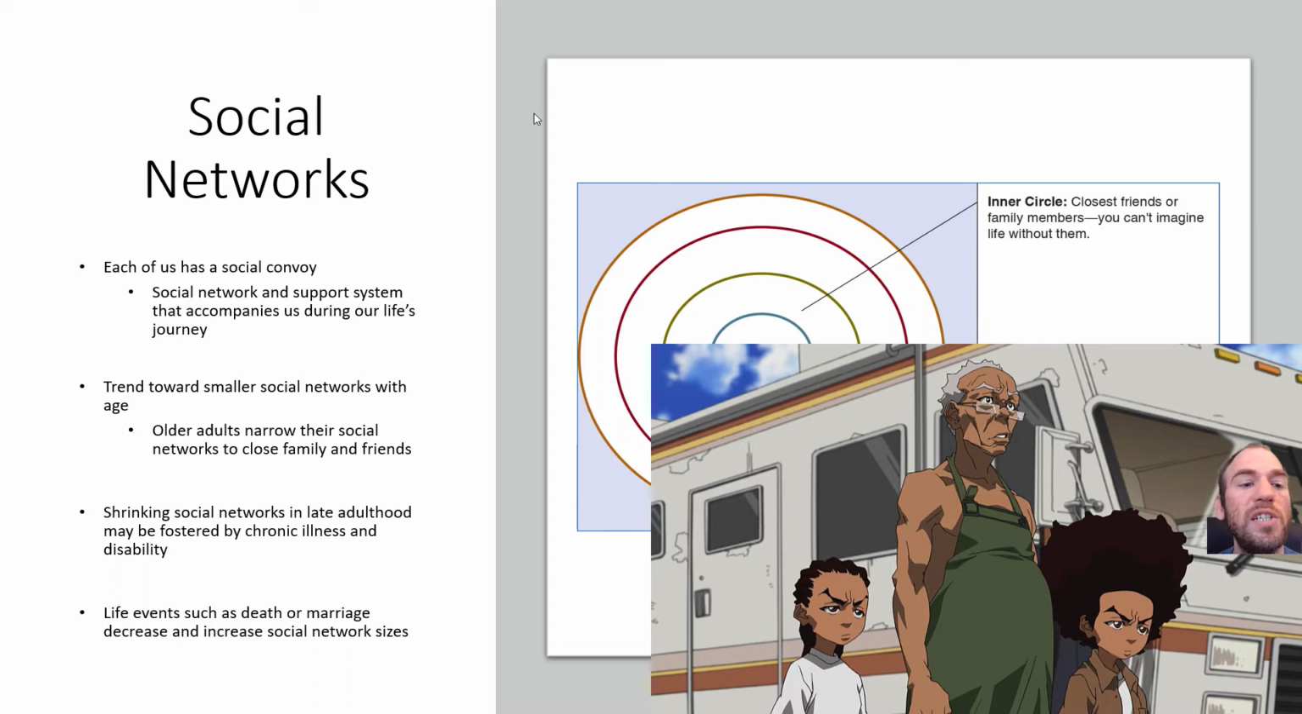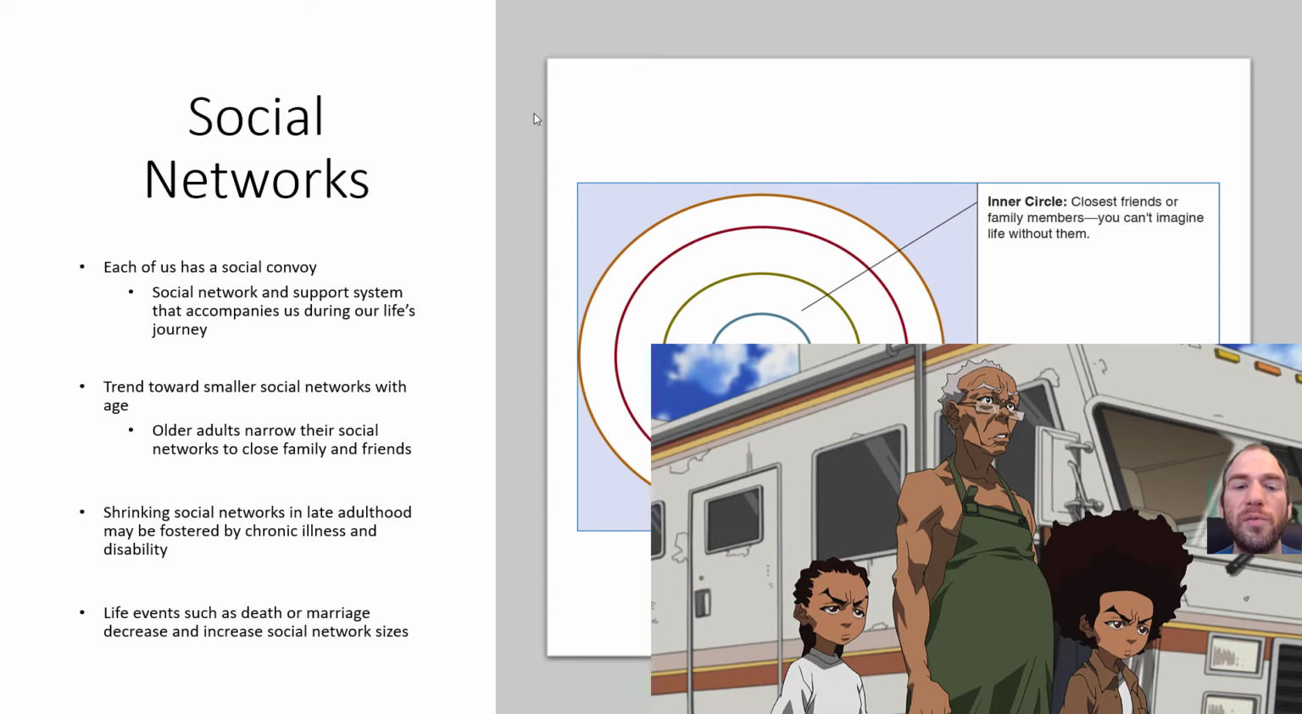All right, so each of us has a social convoy, a social network and support system that accompanies us during our life's journey. It trends towards smaller social networks with age. Older adults narrow their social networks to close family and friends. Shrinking social networks in late adulthood may be fostered by chronic illness and disability. Life events such as death or marriage decrease and increase social network sizes.